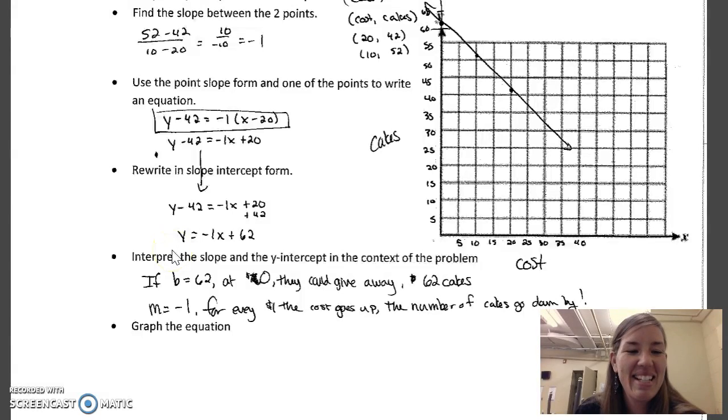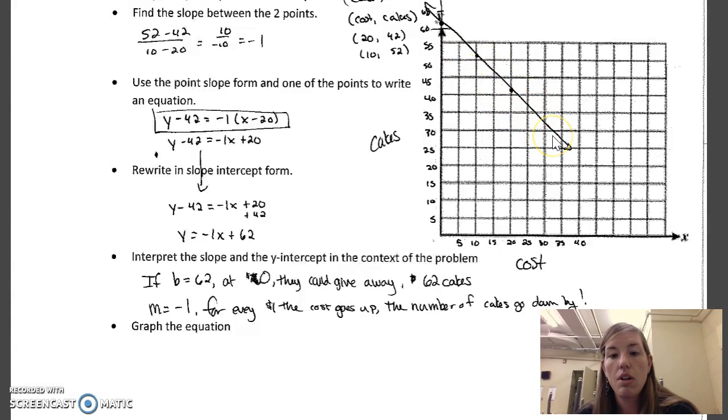We're almost there. So, interpret the slope and y-intercept. The y-intercept is 62 because if they gave away the cakes, literally did not make people pay, they would give away 62 cakes. That's what the y-intercept means. That's up here. What does the slope mean? -1. For every $1 the cost goes up, the number of cakes goes down. So fewer cakes, more money. And you can keep going down that way.